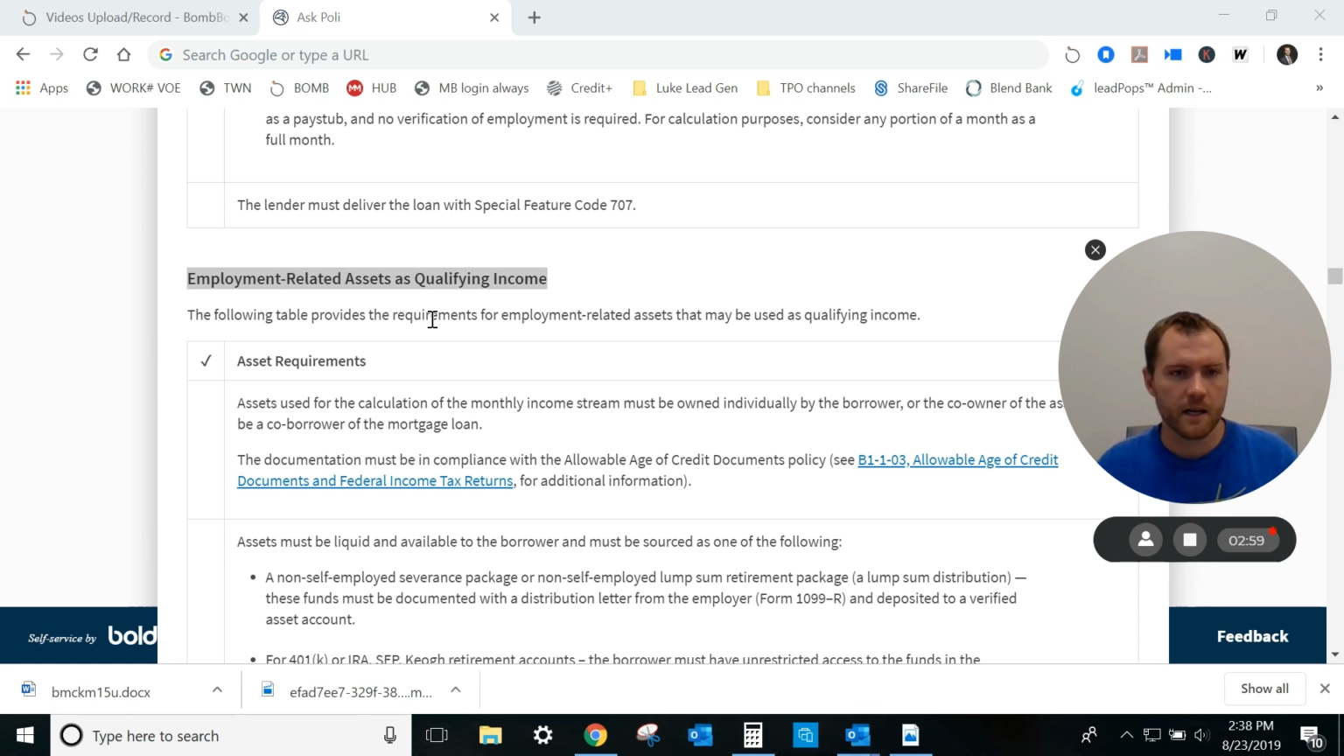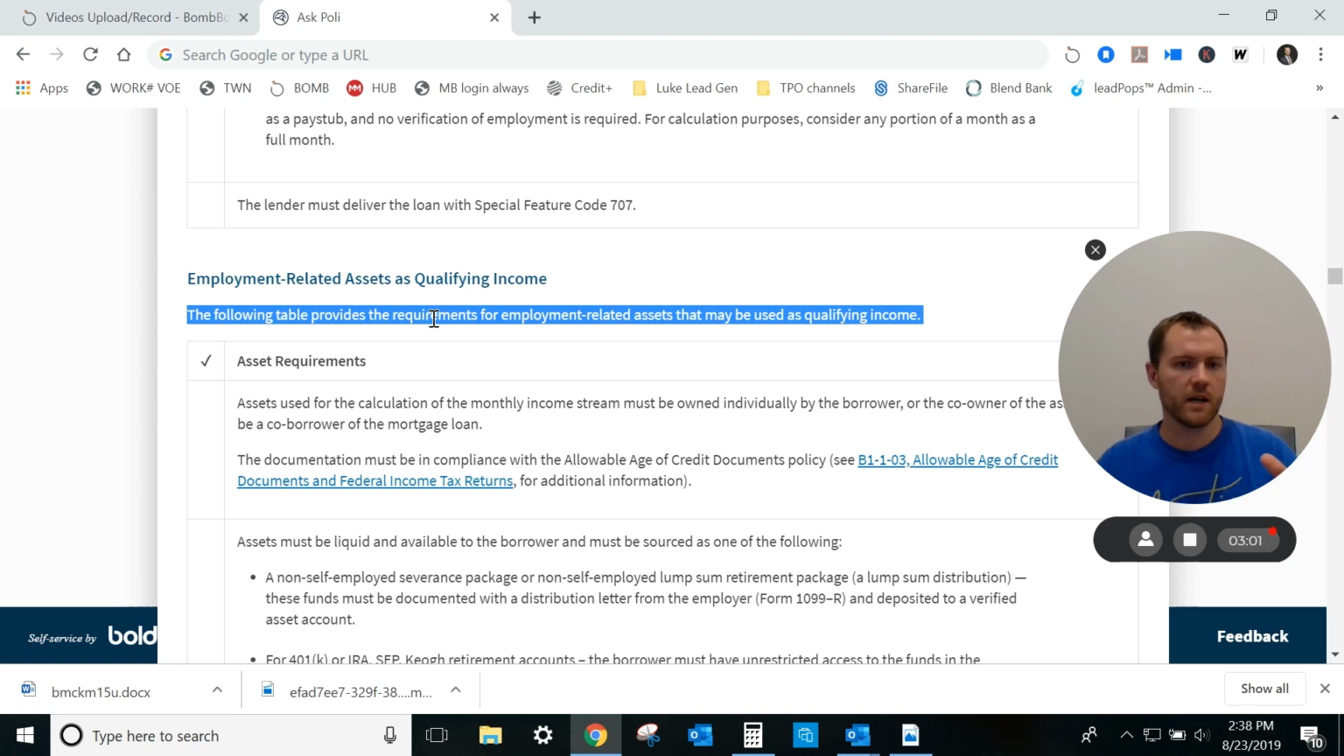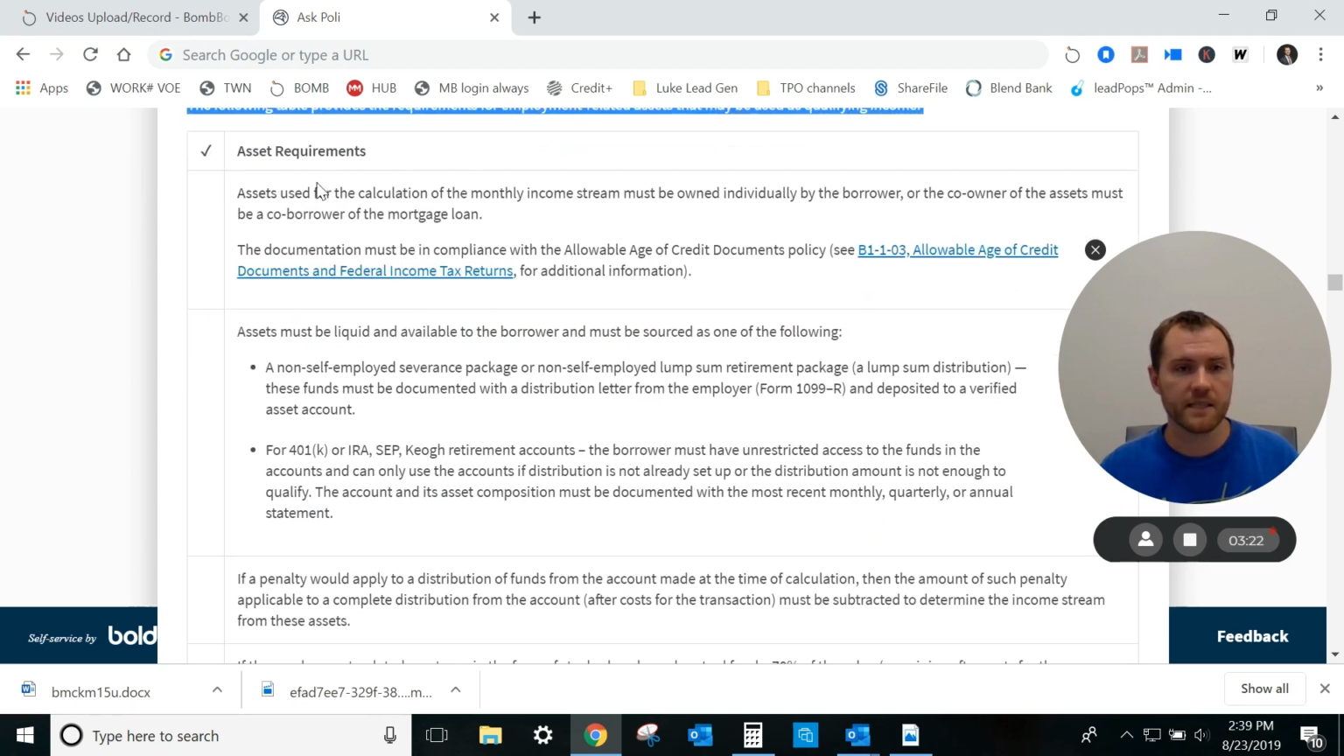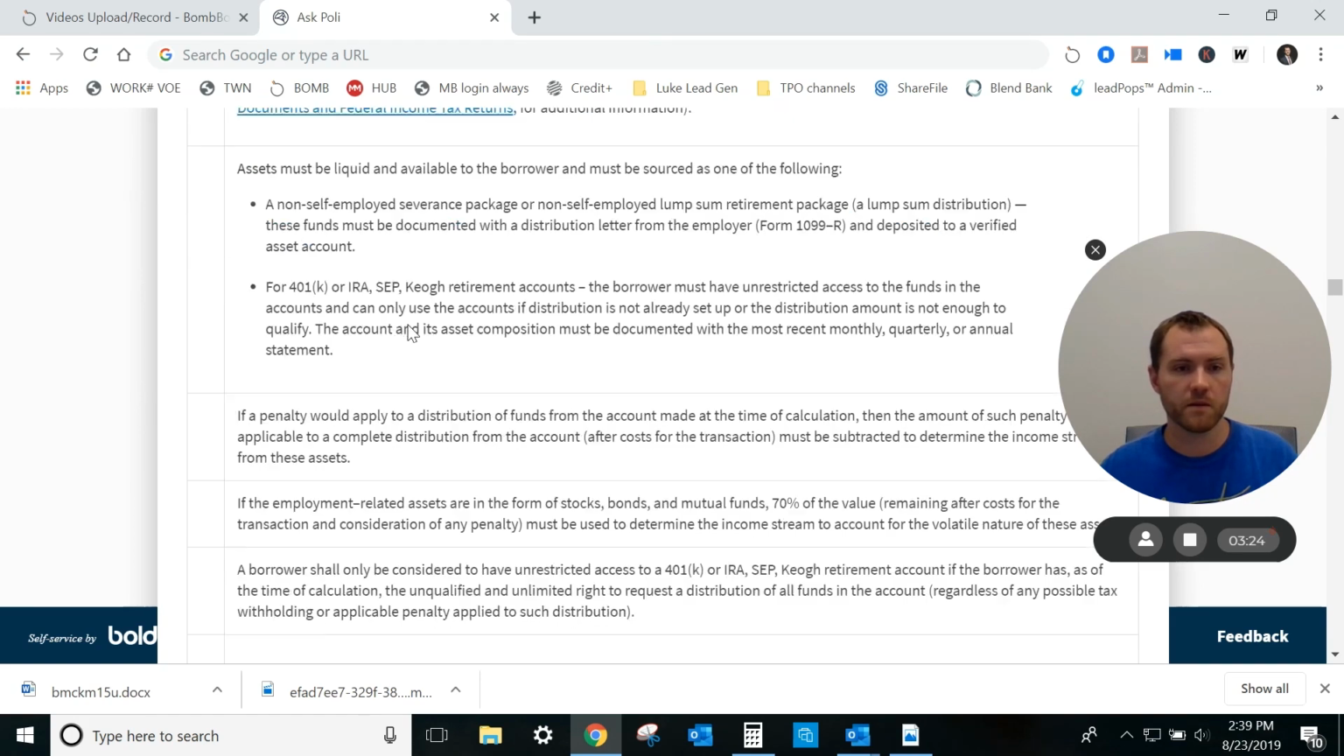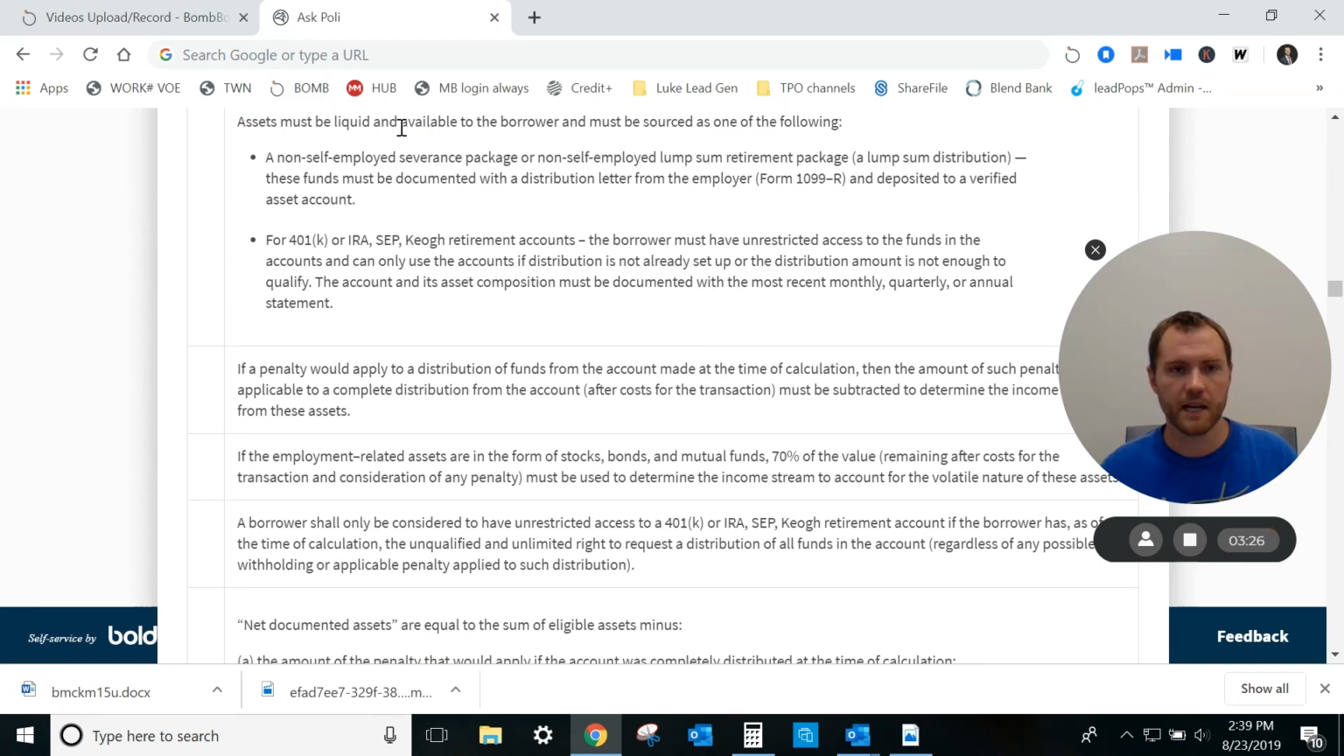Let's say you're trying to buy a $300,000 house. We'll use that for the calculation purposes. You're trying to buy a $300,000 home, but you retired from your job, so you technically don't have the qualifying income coming in anymore to calculate your debt to income ratio, which is how we get to your max purchase price. The asset requirements are where it starts to get interesting. They have to be liquid and available, so they have to be accessible.